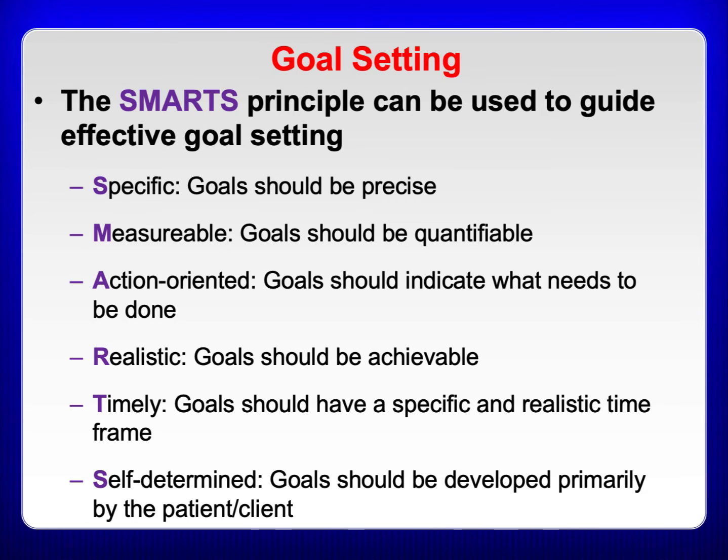Action-oriented goals should indicate what needs to be done. Realistic goals should be achievable. So if your current bench press is 125 pounds, to say that you want to work up to 135 pounds is fairly realistic and reasonable. If your bench press is 135 pounds and you say I want to bench press 300 pounds, not so realistic. So kind of keep that in mind.